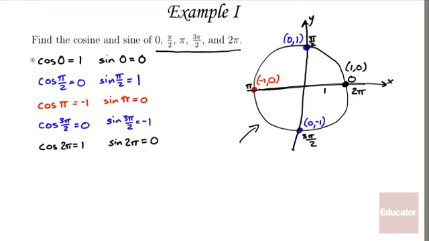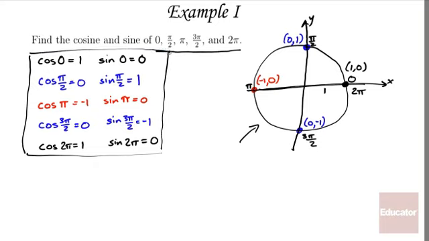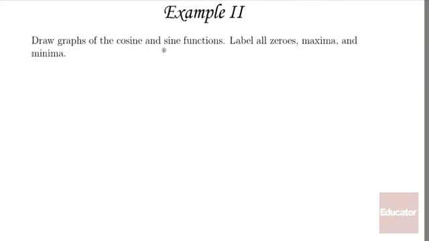We're going to use these values, so I hope you will remember them for the next example. In the next example, we're being asked to draw the graphs of the cosine and the sine function. So let's remember what those values are, and we're going to label all the zeros and the maxima and the minima of these functions. So let me set up some axes here.